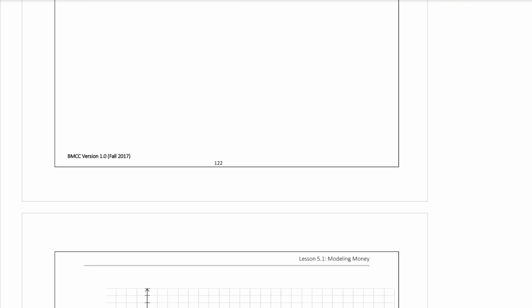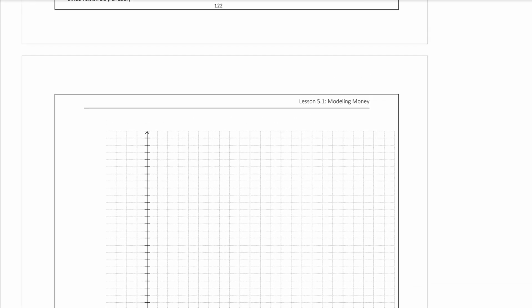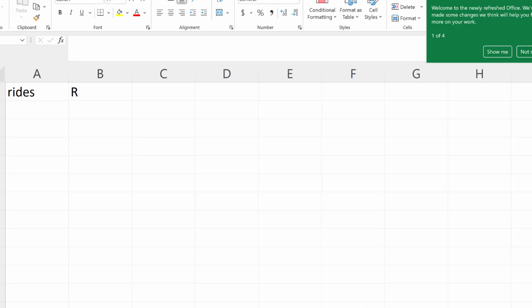All right. So graphing this, our lesson is getting a little bit too long. So what I want to show you is how to graph that same data on Excel. Alrighty. So let me show you. You can do it by hand. It's just that sometimes Excel is going to be convenient.